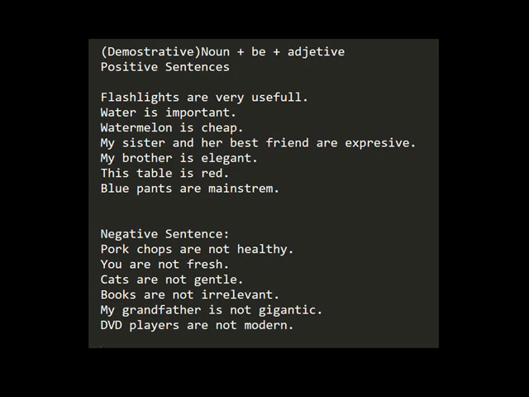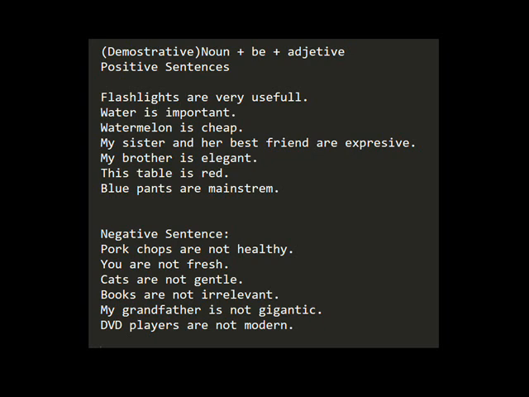It can be used to give a compliment, or even it can be used to insult people. Take a look at the formula. A noun or a demonstrative, this or that, plus the verb to be conjugated, plus an adjective. In positive sentences, these are the examples. Flashlights are very useful. Water is important.